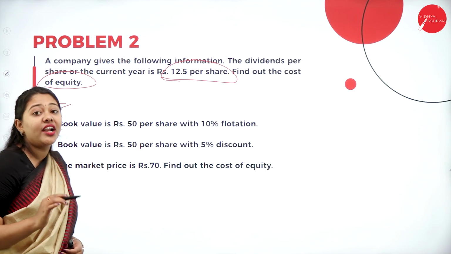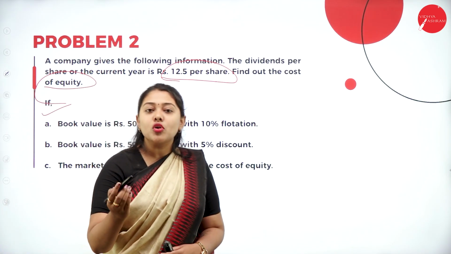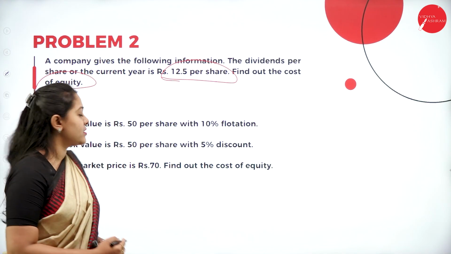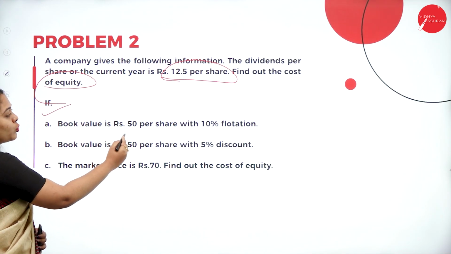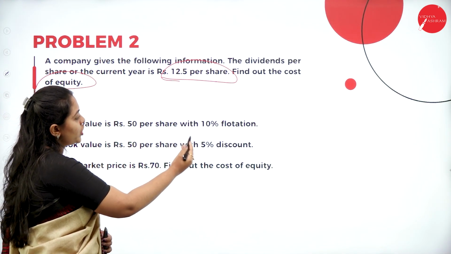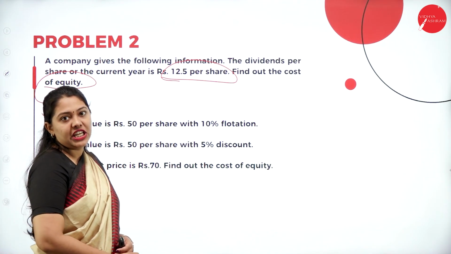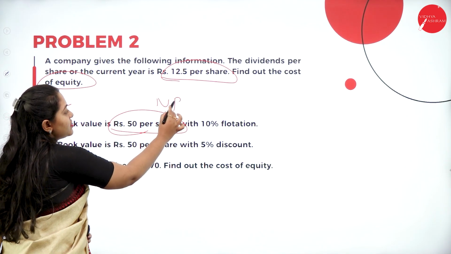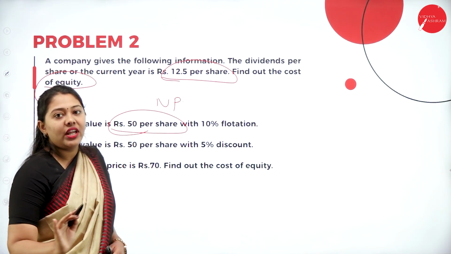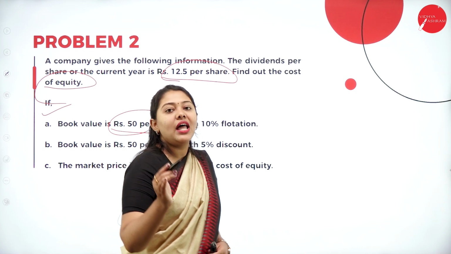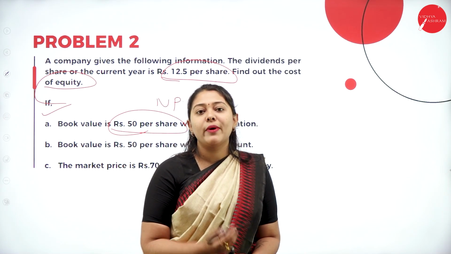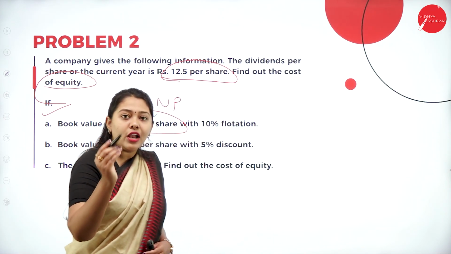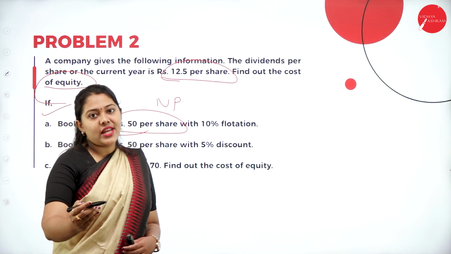So, there are 3 conditions given in the question. What are those conditions? Book value is rupees 50 per share with 10% flotation cost. What is this book value? Book value is your net proceeds. So in your question, growth rate is not given. So the formula will be again dividend divided by net proceeds. Along with that, issuing cost has been given.